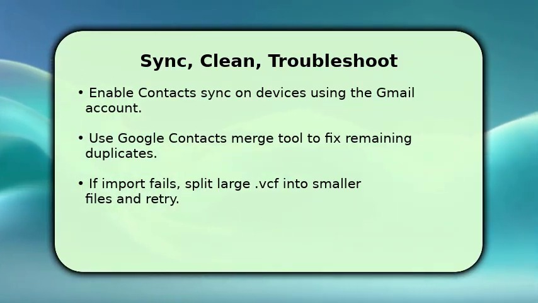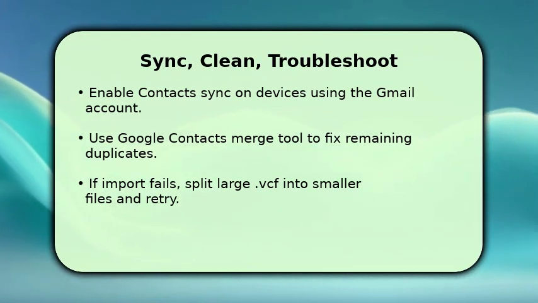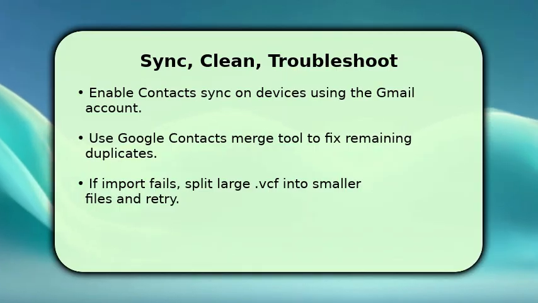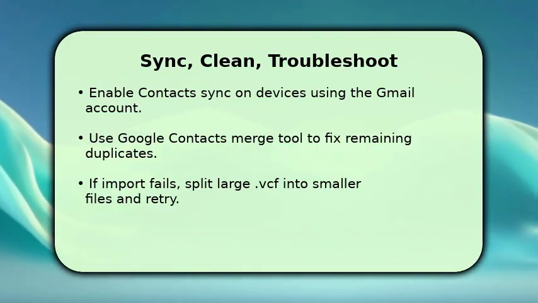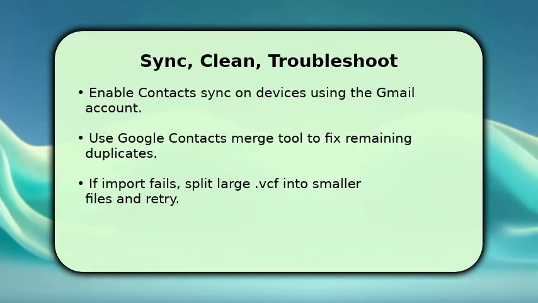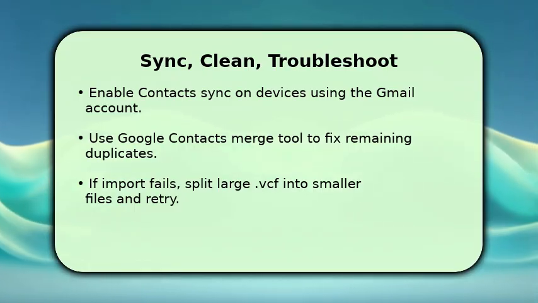If something goes wrong, for example, the import fails or fields look scrambled, split the vCard into smaller files and retry, or export only a subset to isolate bad records. Make sure to keep backups so you can restore if you need to revert.